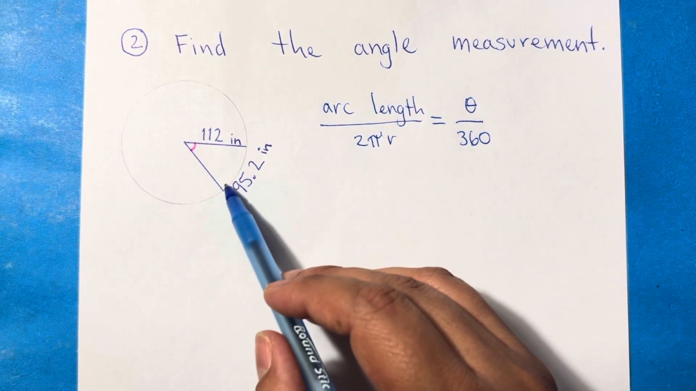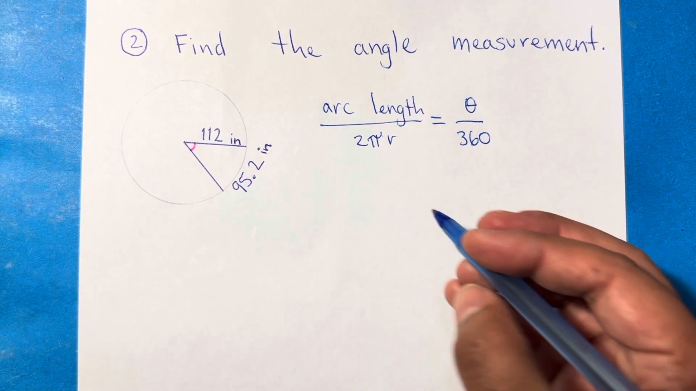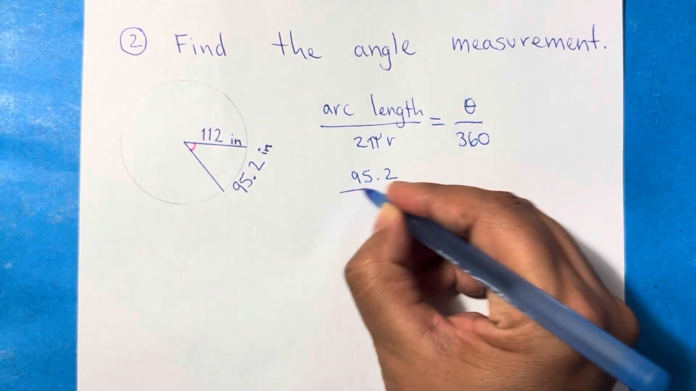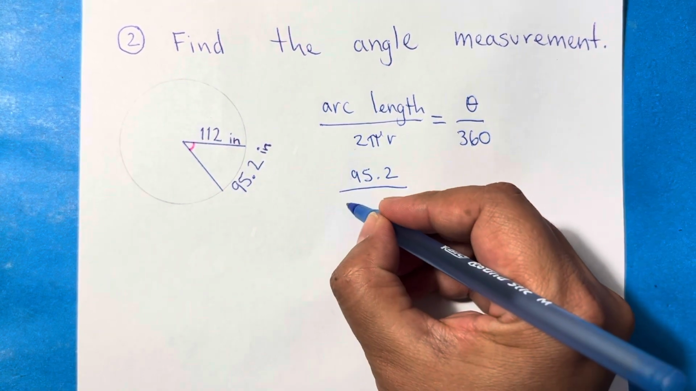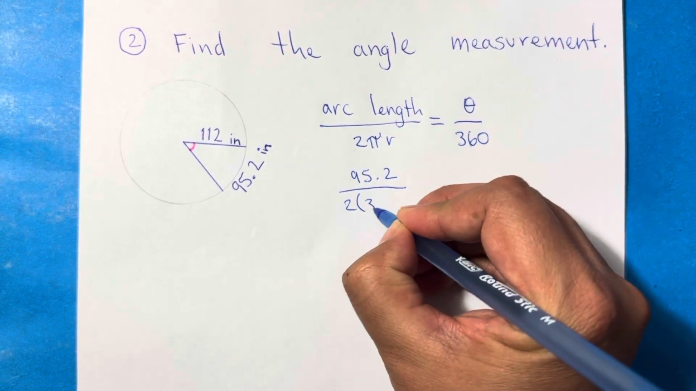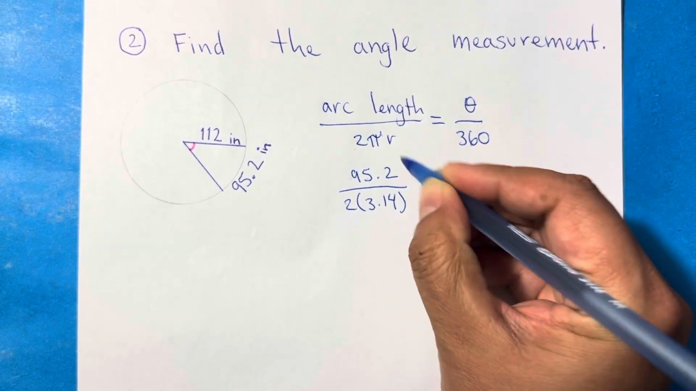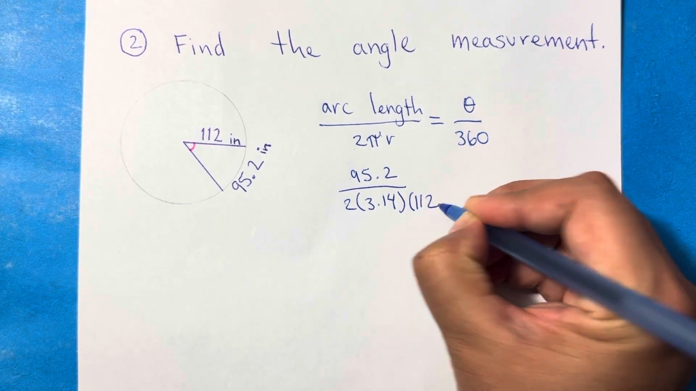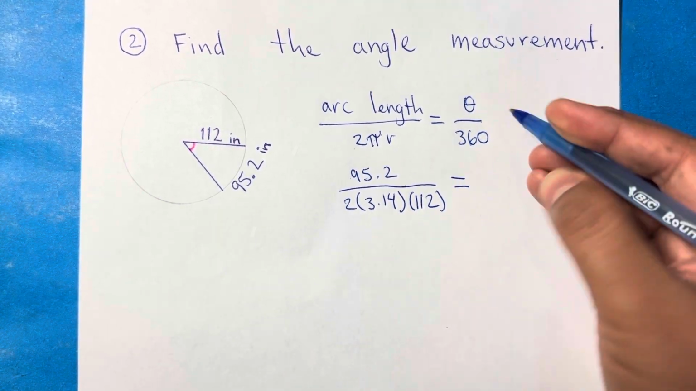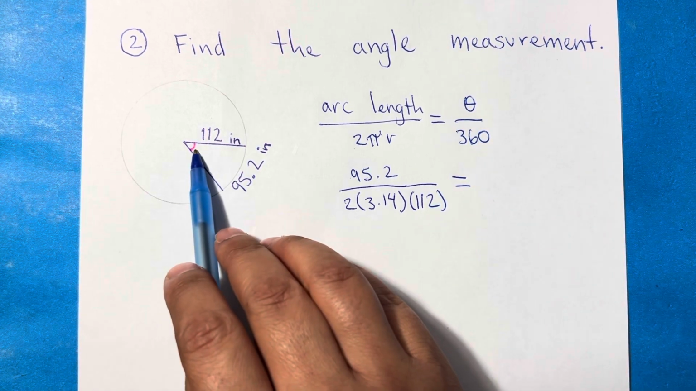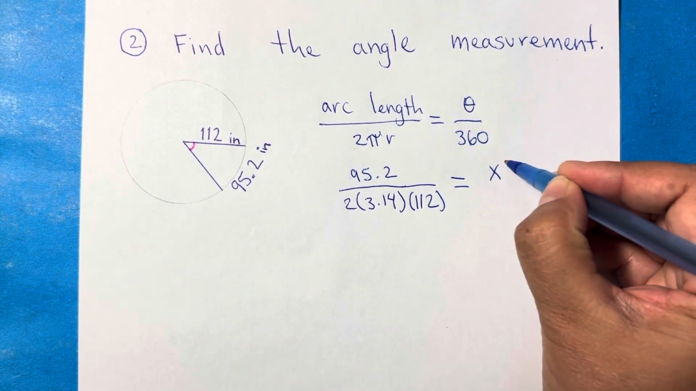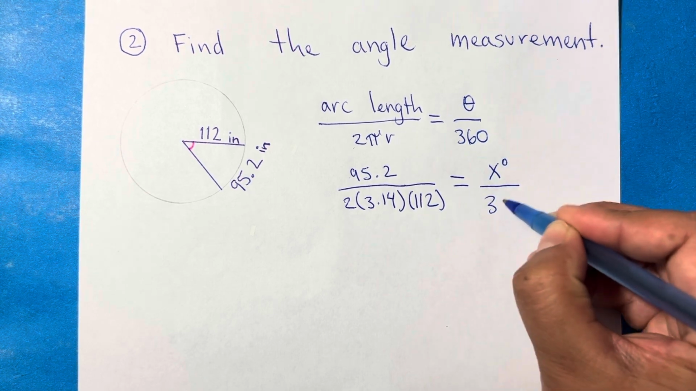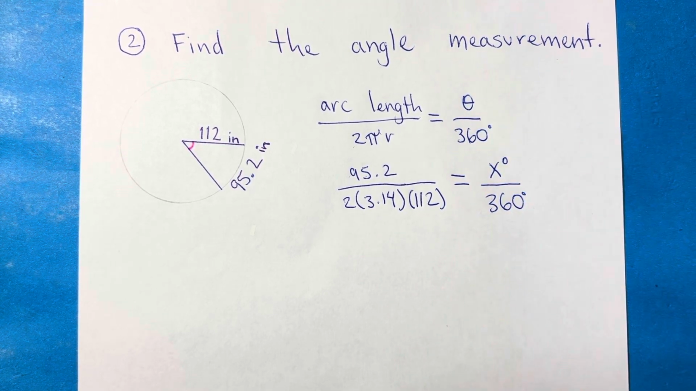What is the arc length? This time we are given the arc length, which is 95.2 inches, over 2 pi r, which is 2 times 3.14 times radius, which is 112, equals theta. That's what we're looking for because we don't have the degrees of the angle. So we put x degrees over 360 degrees.